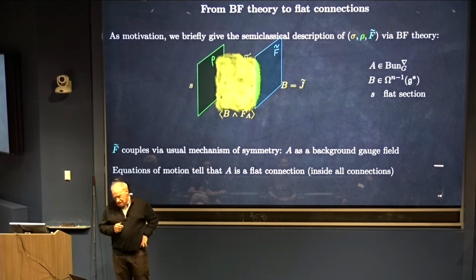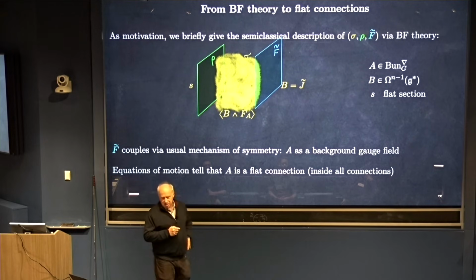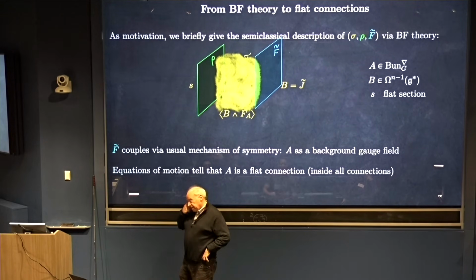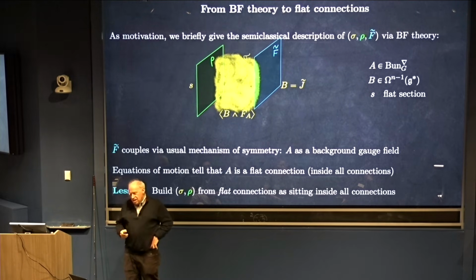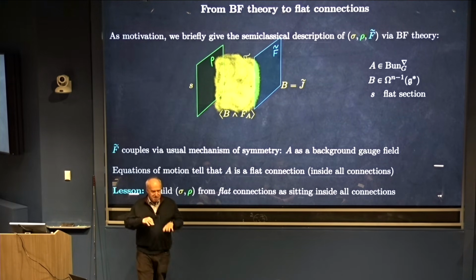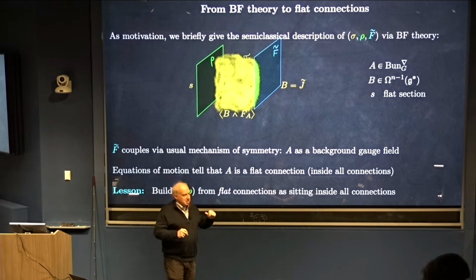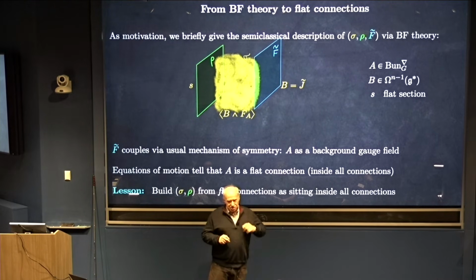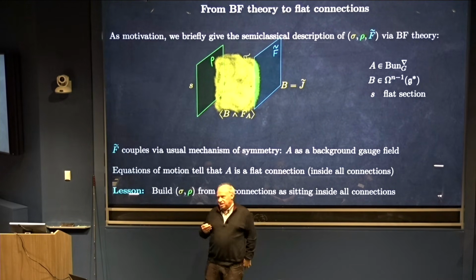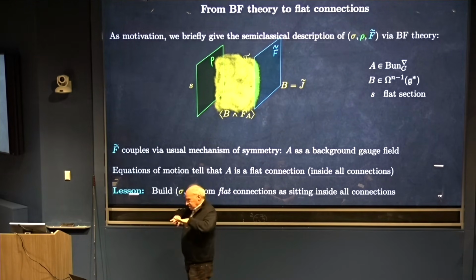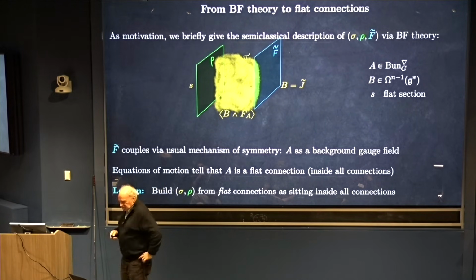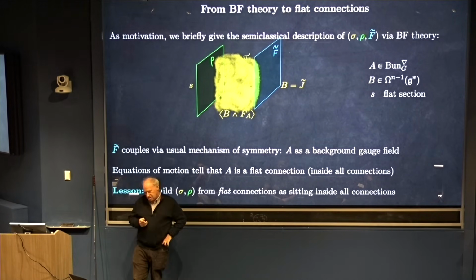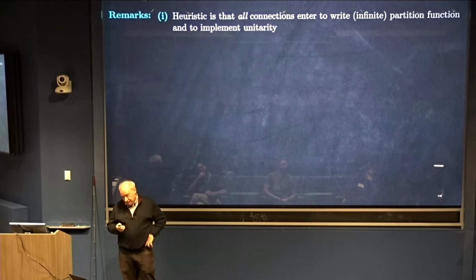Okay, so the equations of motion of the BF theory, I think they were given in the previous talk, tell that A is a flat connection, that the curvature is 0, and in fact tell that B is covariant constant. But we're seeing the flat connections embedded in the space of all connections. And so that's some kind of motivation that when we restrict now to flat connections, we remember, at least infinitesimally, the embedding into all connections. And that's where we're going to treat it as a derived stack of flat connections.